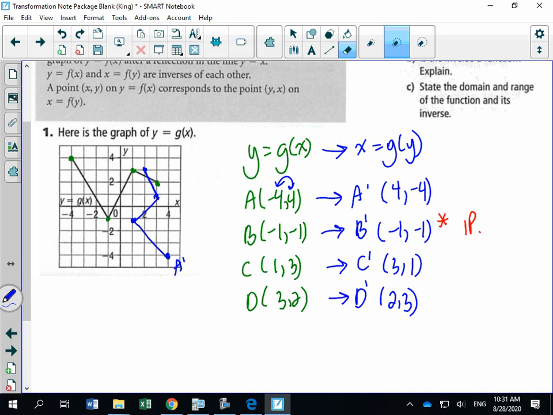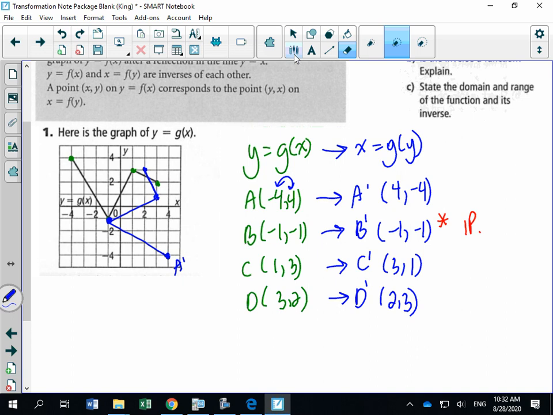Okay. Now, something looks off. Why does this look off? 4 comma negative 4, negative 1, negative 1, 3 and 1. Oh, this point. Sorry, I was like, something is not right here. Negative 1 goes there. So A to B to C, there we go. That looks like it's reflected.